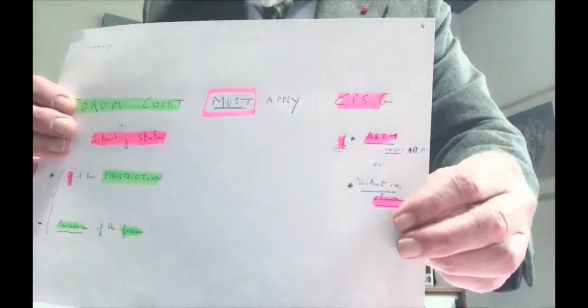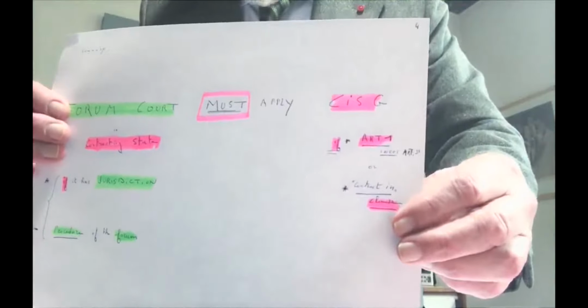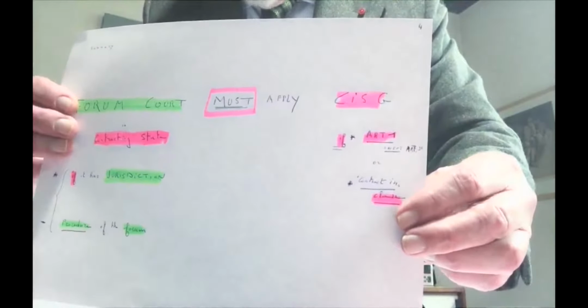Remember well, if you are a Chinese judge, that Article 1 obliges you to apply the Vienna Convention, if the Vienna Convention is applicable according to Article 1, then you must apply the Vienna Convention.